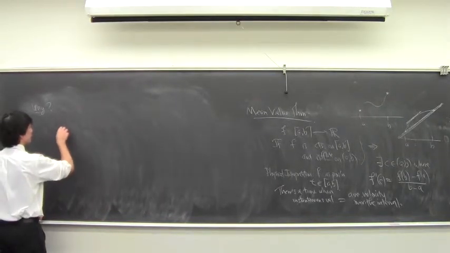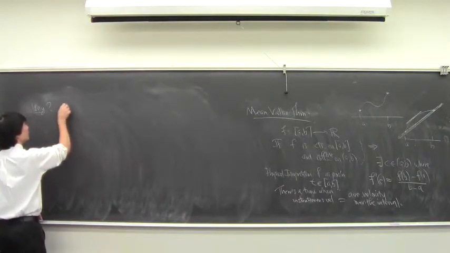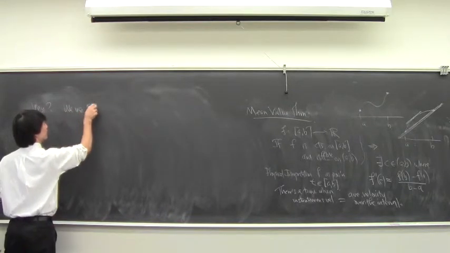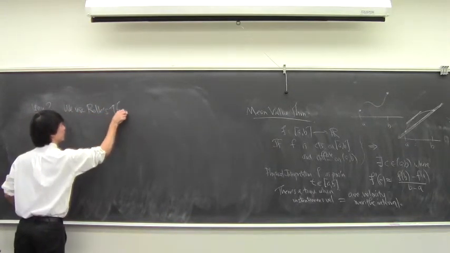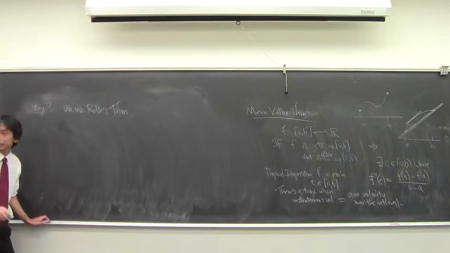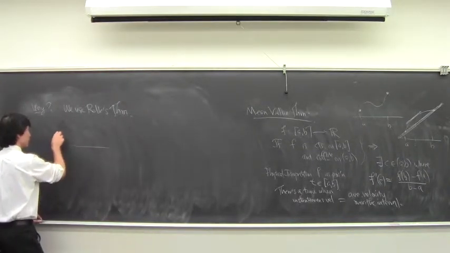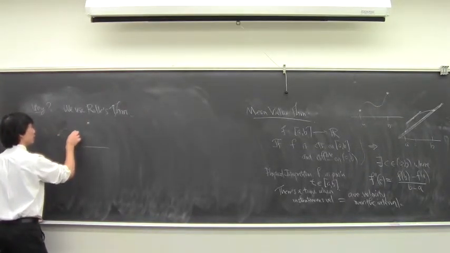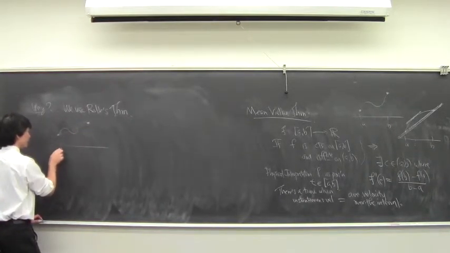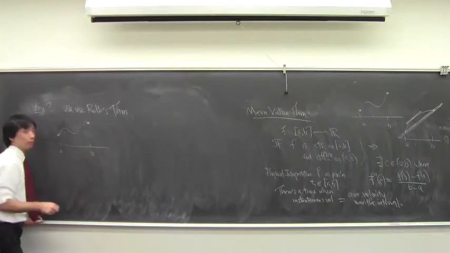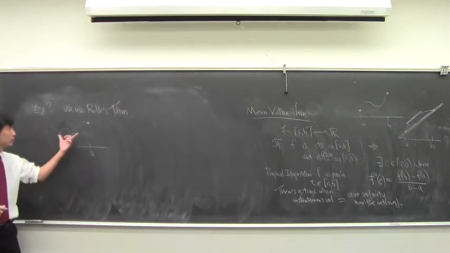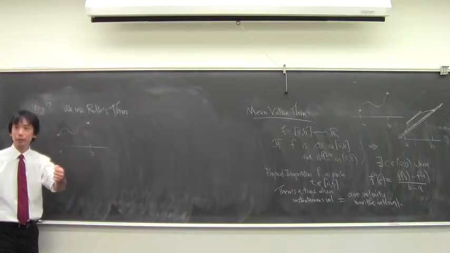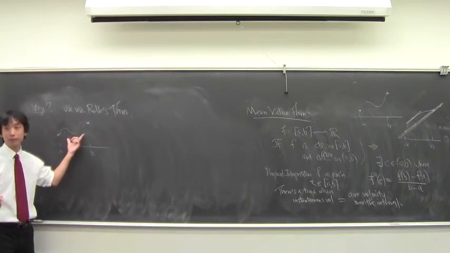So here's the thing. We use Rolle's theorem. So here's the picture. And you might think, well, how can we use Rolle's theorem? Rolle's theorem talks about when you have a function that's equal at the endpoints. But here you have a function that's not equal at the endpoints.